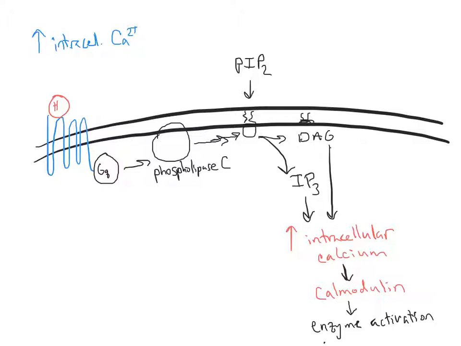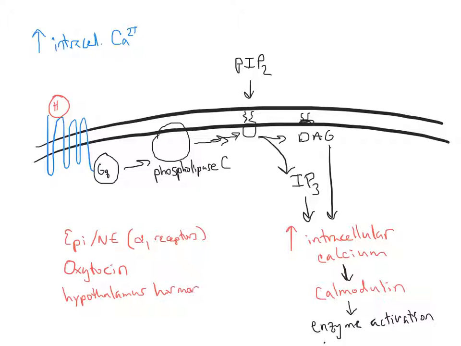There are a few different hormones that signal through this pathway. For the third time, we have epinephrine and norepinephrine, this time acting through alpha-1 receptors. We also have oxytocin, and many of the hormones of the hypothalamus. All act through this pathway through phospholipase C, leading to an increase in intracellular calcium. That's it for membrane receptor signaling.